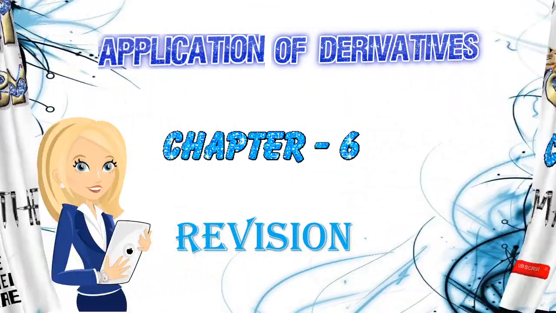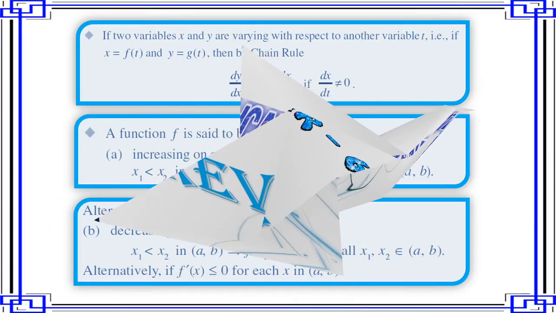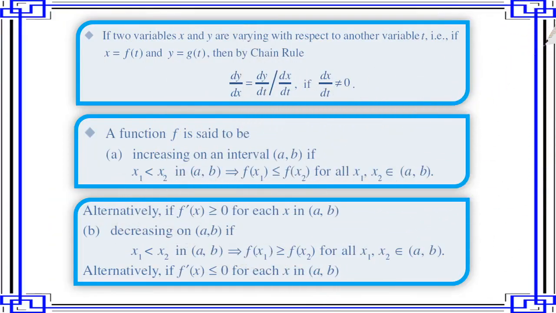So we have completed chapter number 6, application of derivatives, and today let's do a quick recap of all the topics that we have covered in this chapter. First of all, the most important thing is chain rule. If two variables x and y are varying with respect to another variable t, we can apply this chain rule for finding the derivative of y with respect to x.